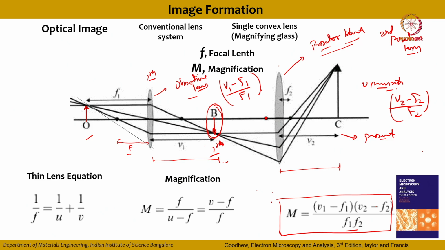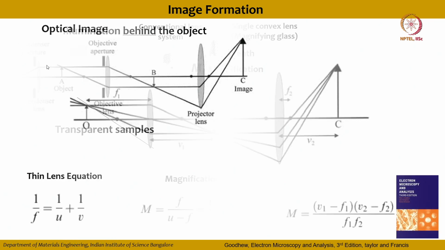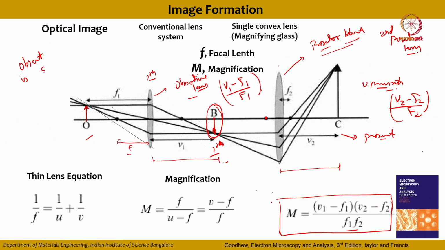Okay, now in the next slide what I will show is, till now what we have assumed is your object is self illuminated. It means that the object itself acts as a source. It emits light. That's why we are able to form the image. That's why these light rays are passing through these lenses. But it is not the case.